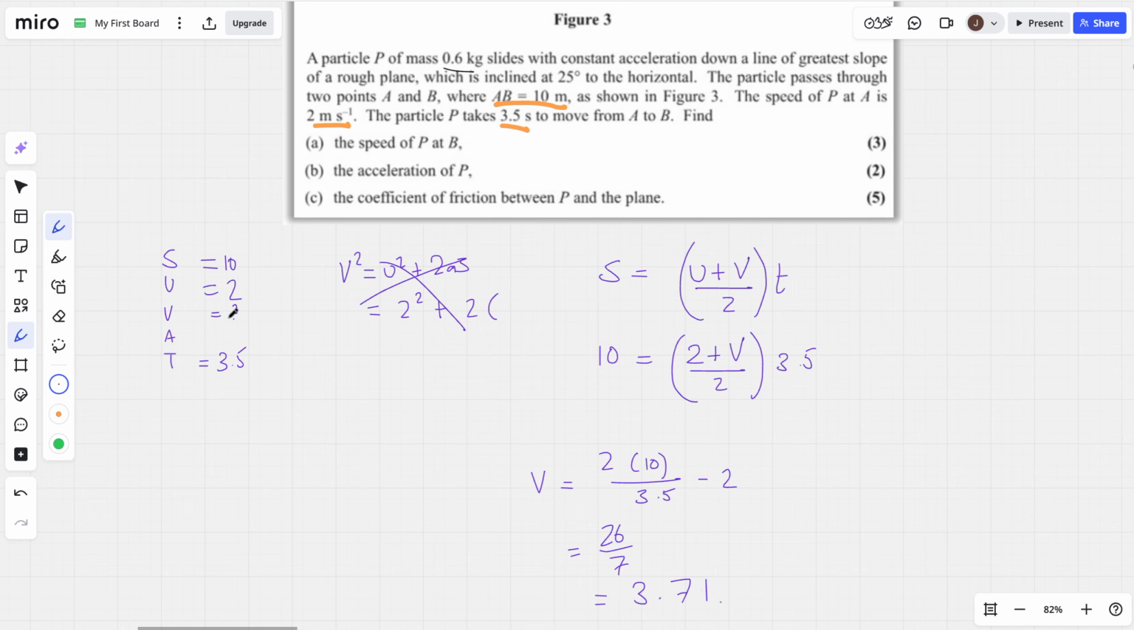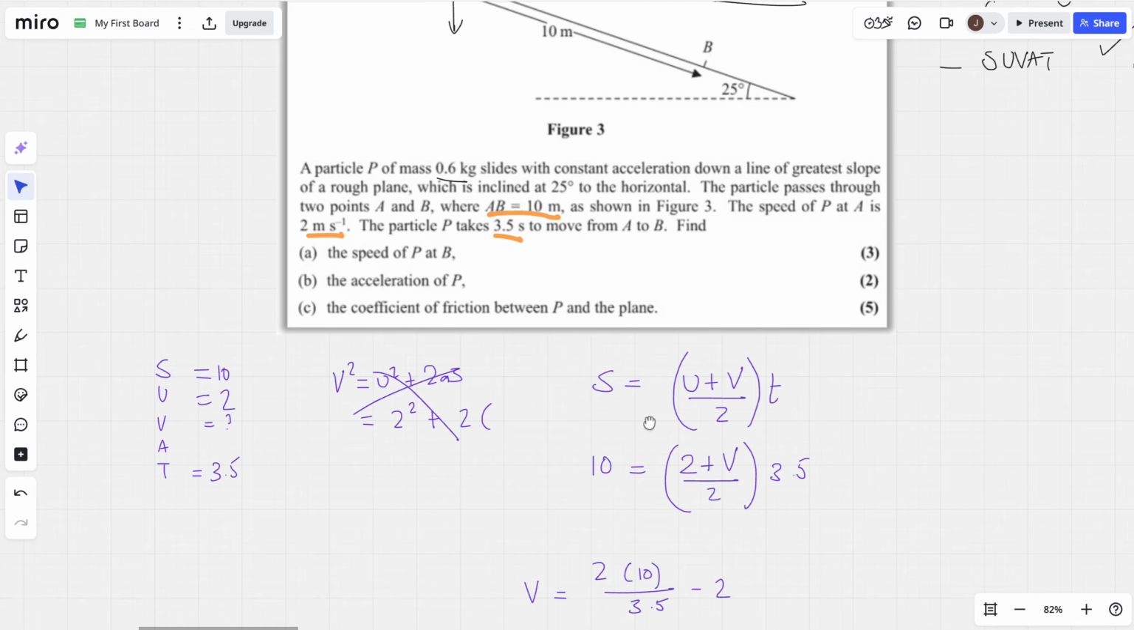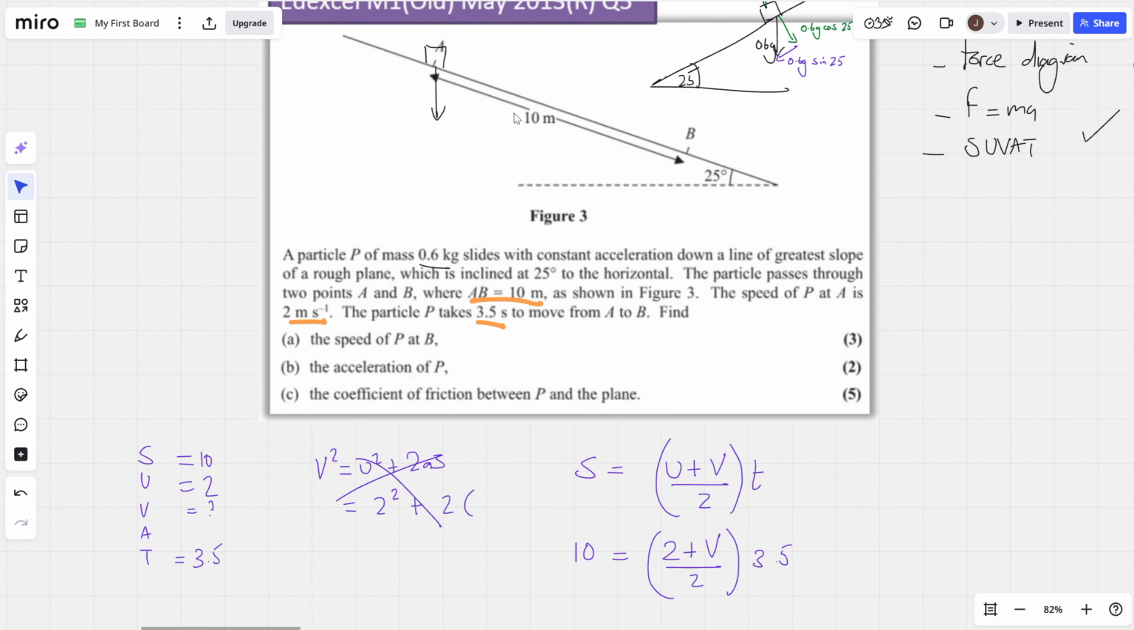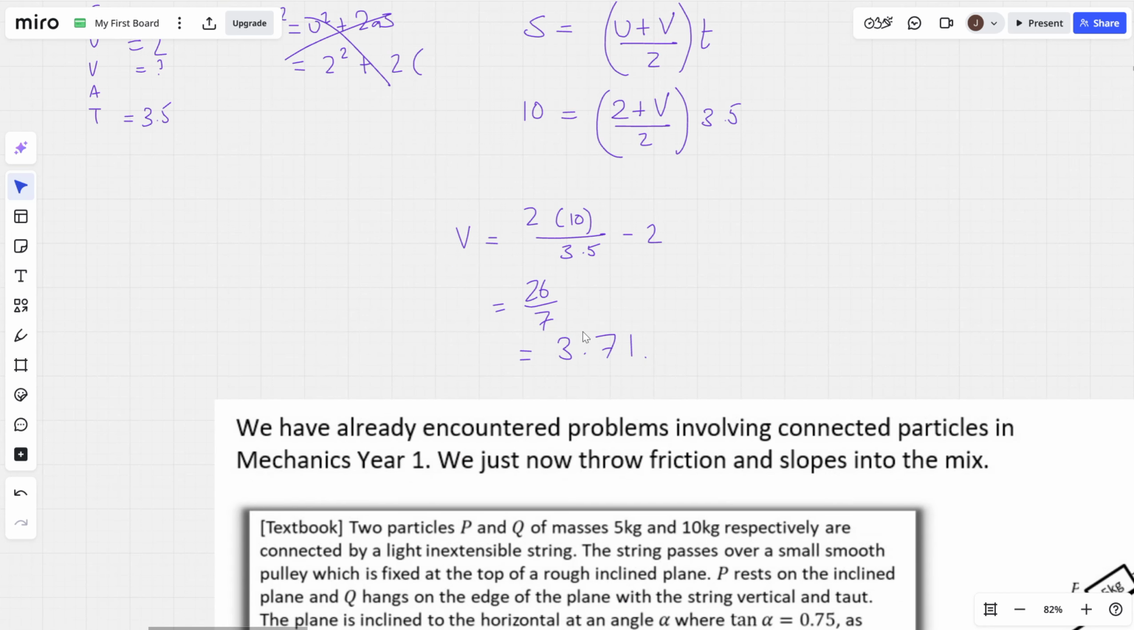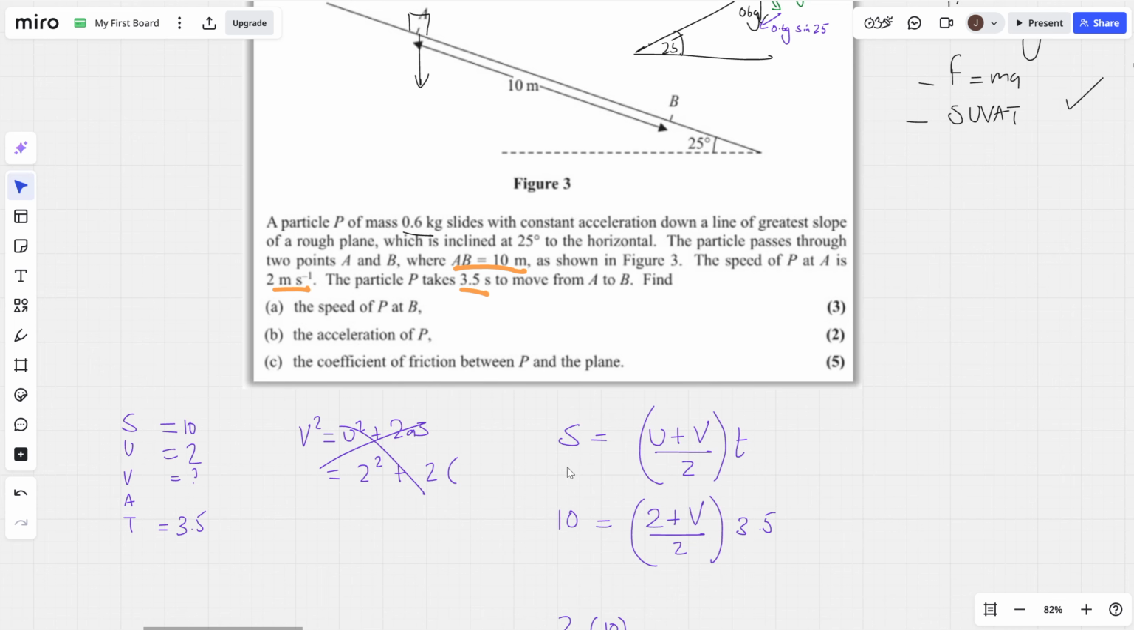That makes sense because it started at 2. This is a larger number here, and it's just going to speed up as far... Well, no, yeah. It just said it's got constant acceleration, so I don't have much to go off, but that sounds about right, that 3.71. So next is find the acceleration.